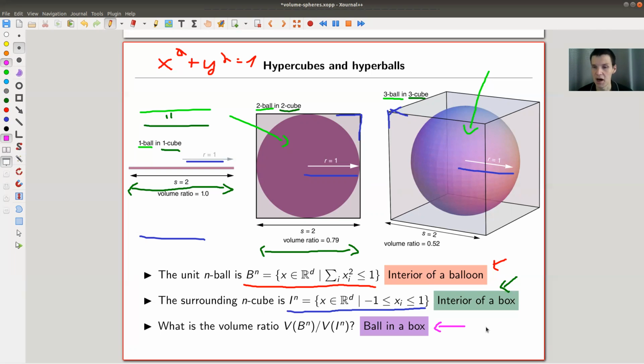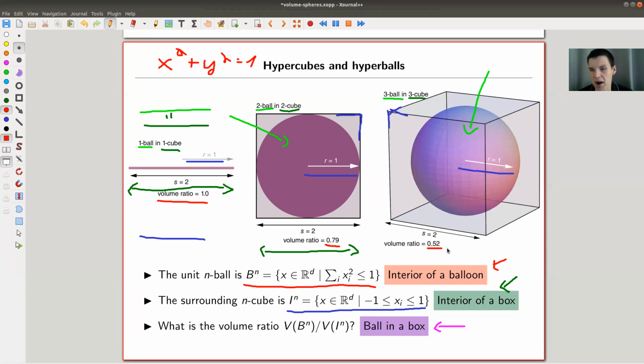Good question. So as I said, here are some low dimensional ratios. So in dimension one, ball equals cube. So well, the ratio is one. Then it's about 0.79, and then it's about 0.52.